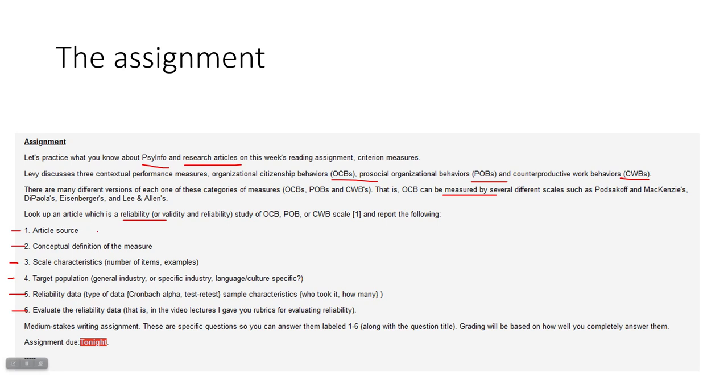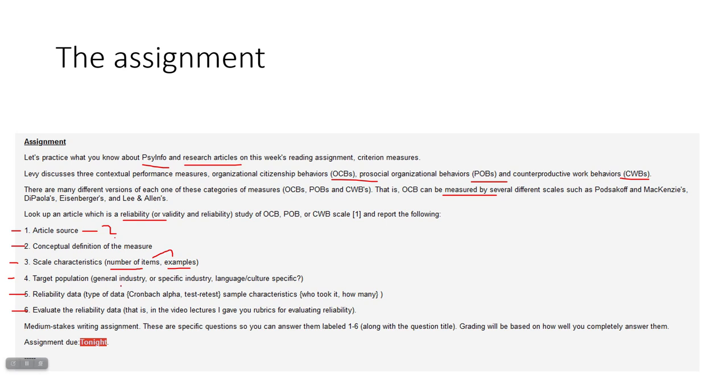Okay, so in terms of preparing for the assignment without beginning to actually answer the questions, what do I mean by article source? That's very definite. What do I mean by conceptual definition? You know what that is, or should from reading the textbook. Characteristics, I say number of items and examples of items.